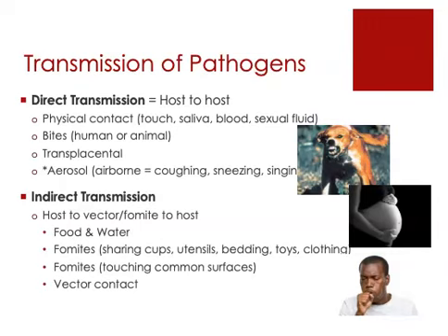The SARS-CoV-2 virus can also spread through fomites, through indirect transmission. Remember, sometimes it's a fomite, sometimes it's food and water that's carrying a pathogen from host to host. Sometimes it's a vector that's carrying the pathogen from host to host.